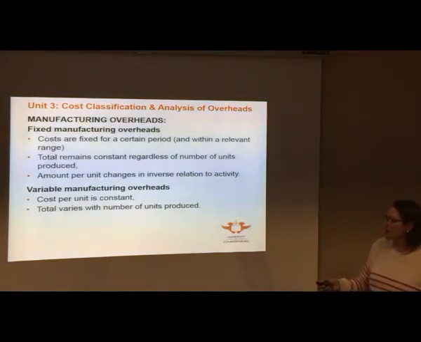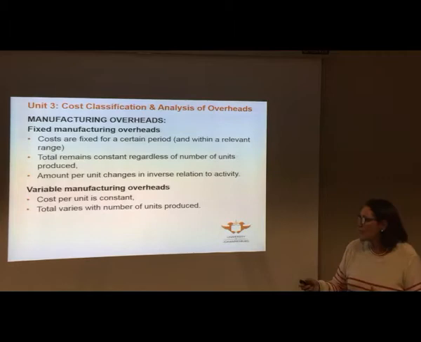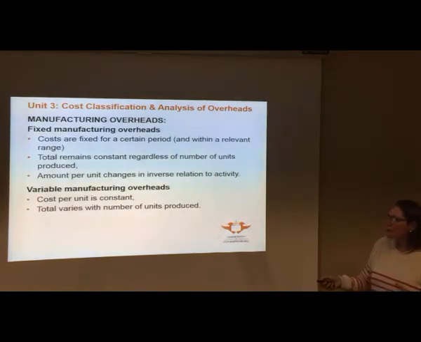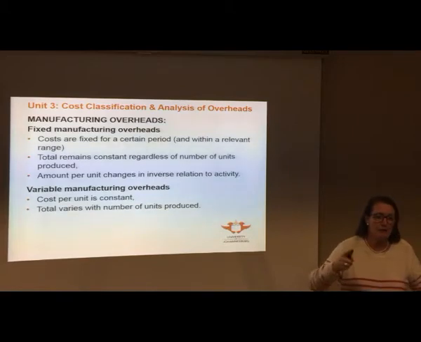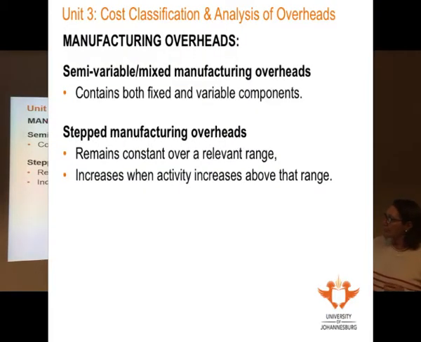Whereas with variable costs, the cost per unit is constant. So something like direct labor and direct materials, it's a constant amount per unit, and therefore the more units you produce, the greater your total variable cost, but your variable cost per unit remains constant. And semi-variable or mixed costs have a fixed and a variable component.